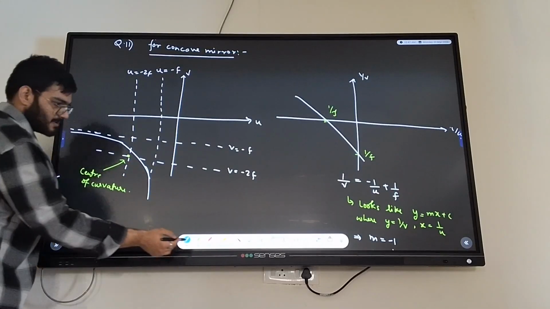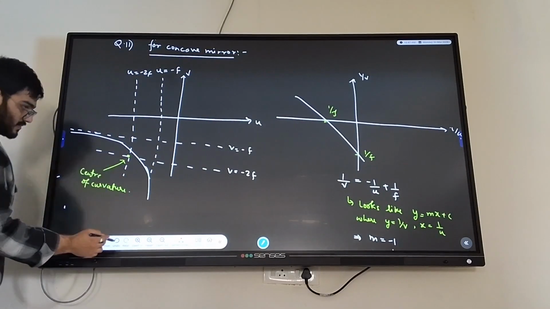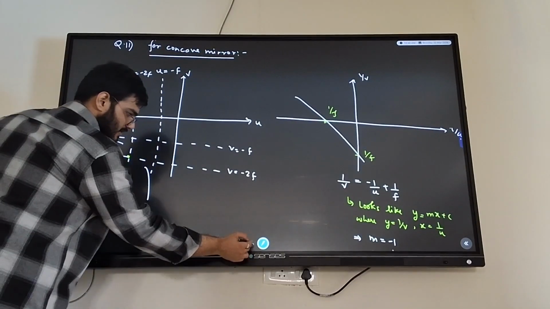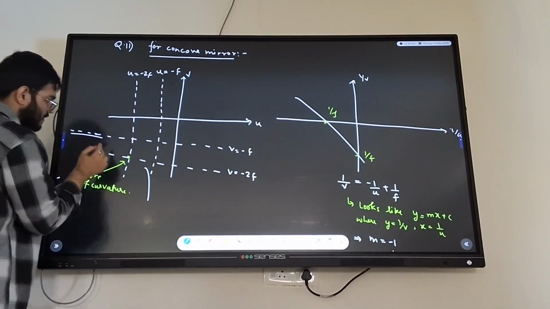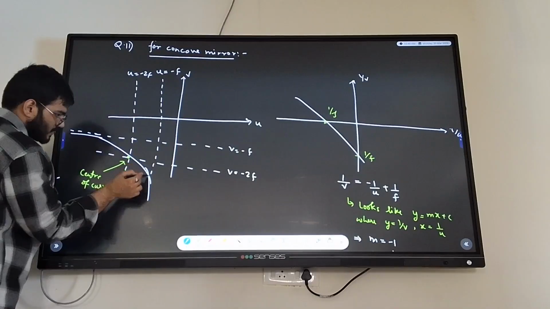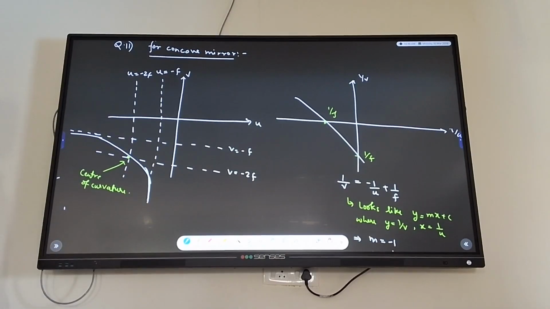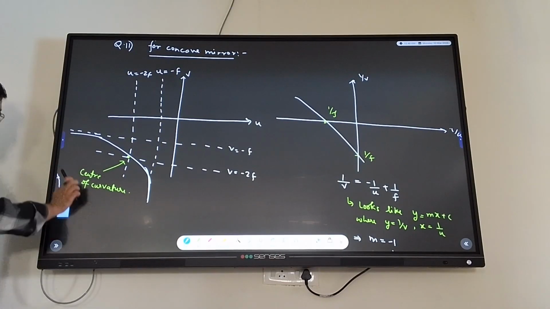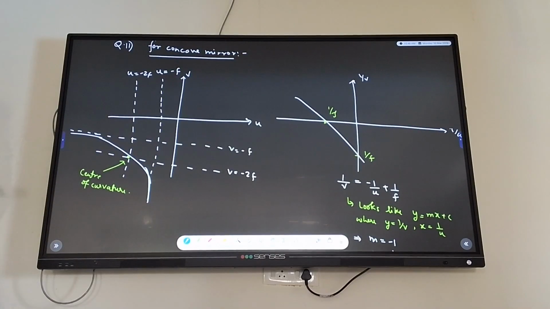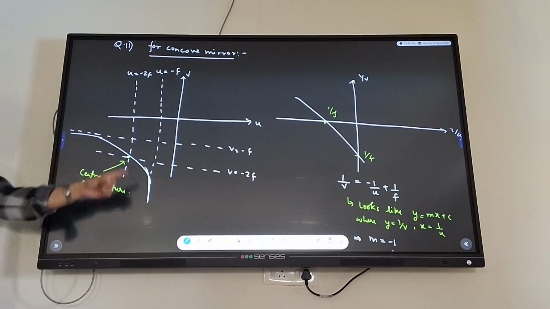I have made this poorly, a poor drawing. The graph is something like this. But if you look carefully, I have only covered the cases of object placed between minus infinity and focus.